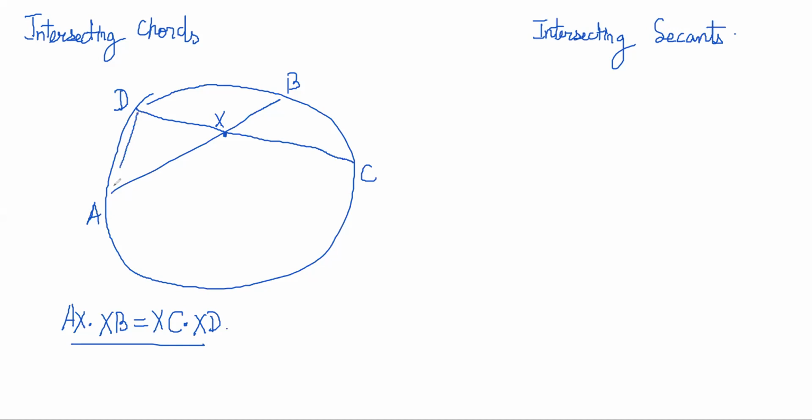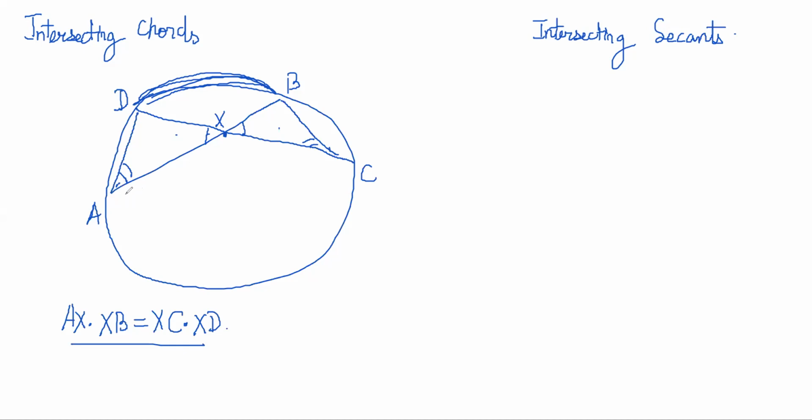So join this, and you can prove that triangle AXD is similar to CXB. How? Vertically opposite angles, and if we join DB, this angle is equal to this angle because of arc BD. Arc BD will subtend one angle here, same angle here. So two angles are the same, so similar triangles.